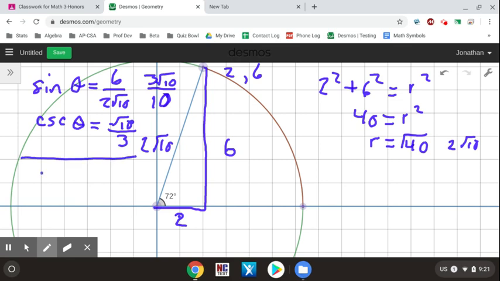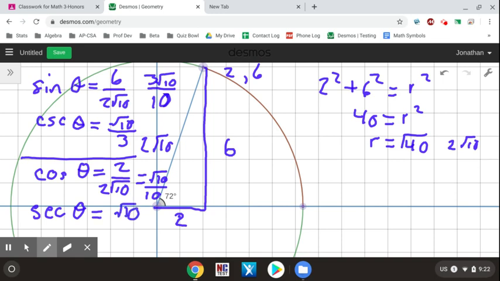Okay, when I go for cosine, cosine of theta is adjacent over hypotenuse. So that's 2 over 2 root 10, which reduces and rationalizes to just root 10 over 10. Once again, the one with the S is the opposite of the C, so the opposite of cosine is secant. So flip that upside down, and that would have left you with just root 10 after your 2's cancel.